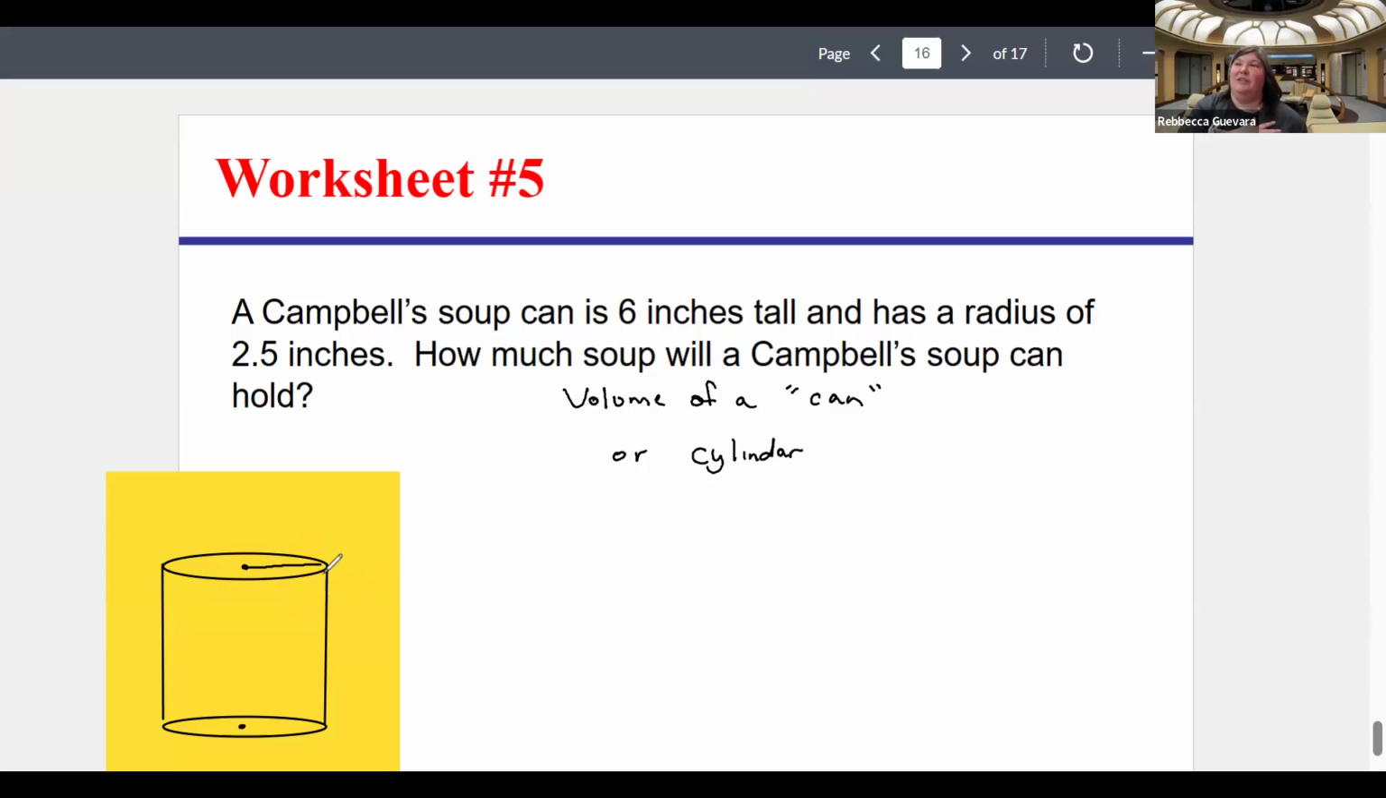So we know we're looking at something that looks like this. So we're told that its height is going to be 6 inches, and that the radius of the circular base of this can, or the top, however you want to look at it, is going to be 2.5. This is a 6-inch can. This is a big can.